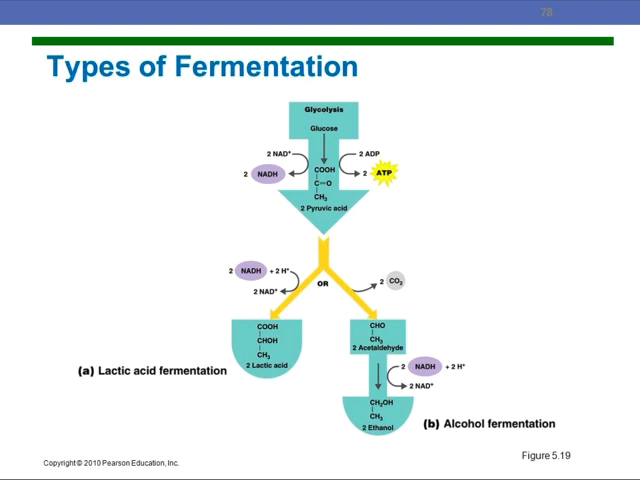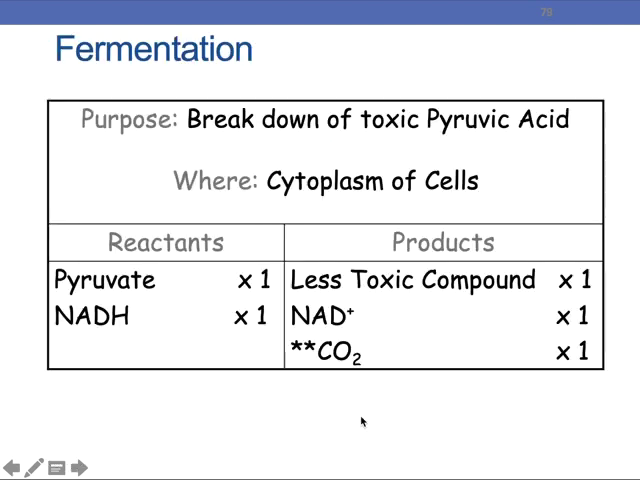So if we look at the types that we have, lactic acid fermentation, which occurs mostly in cells, results in the synthesis of NADH, two of them. And then we also have alcohol fermentation. And for alcohol fermentation, you have the production of carbon dioxide. So you have a 2-carbon molecule. And then there is rearrangement, and NADH is produced, 2 of them. But in the end products, you have alcohol as the end product.